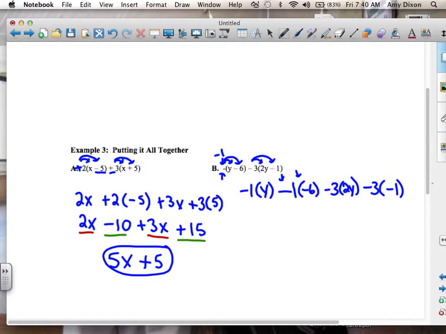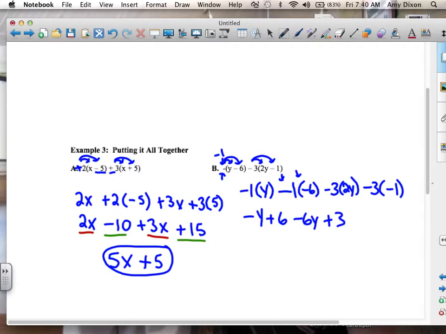So we have negative y, negative 1 times negative 6, and don't write the next sign until you know what it's going to be. So this is negative times negative, it's going to be positive. 1 times 6 is 6. And then we have negative 3 times 2y. That's negative 3 times positive 2 is negative 6y. Negative 3 times negative 1 is positive 3.